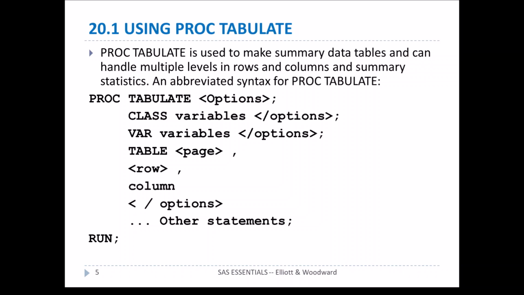Now, PROC Tabulate is used to make summary data tables that can handle multiple levels and rows and columns and provide summary statistics. Here's an abbreviated syntax for PROC Tabulate. We have PROC Tabulate and, of course, the normal options. And then we can define class variables, var variables, which would be numeric variables, a table statement where we can create rows and columns, and other options and statements.